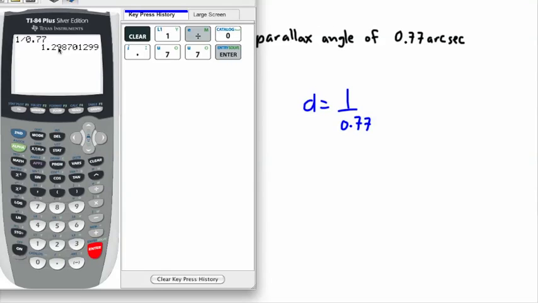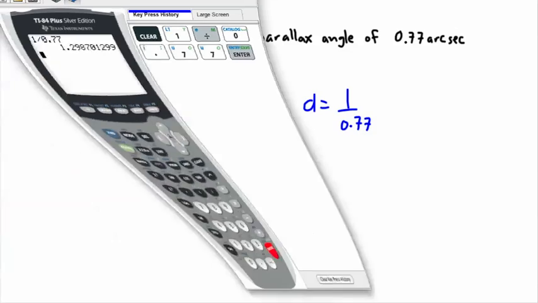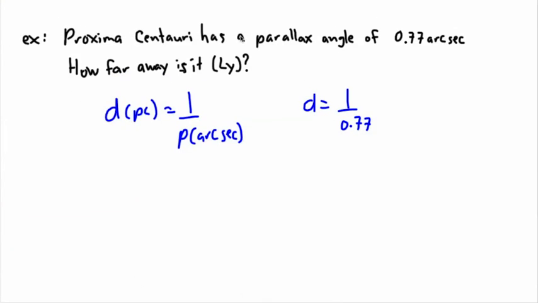Let's say 1.30, let's just say. That'll round if I want 2 decimal places. So that means, this is pretty easy to do, my distance is approximately 1.30 parsec. But I want it in light years. So remember, 1 parsec equals 3.26 light years. So every 1 parsec, I have 3.26 light years.